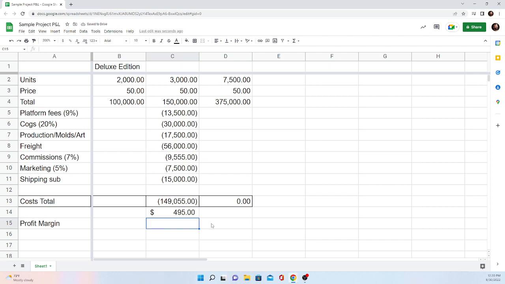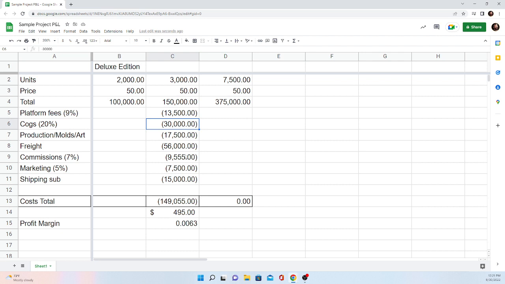Currently, your profit margin is, because you divide your net back into your total, it's not even at 1%. It's 0.0063. So that's bad. Okay, so what do we need to do here? I think we've got a lot of money tied up in freight. Your production molds, you might be able to spend less on art. You might be able to get your COGS down a little bit.